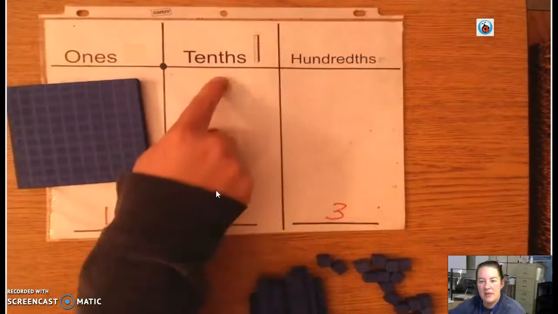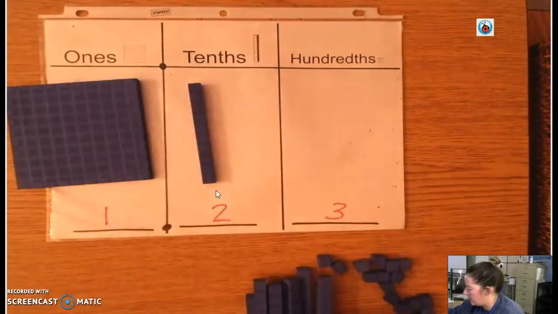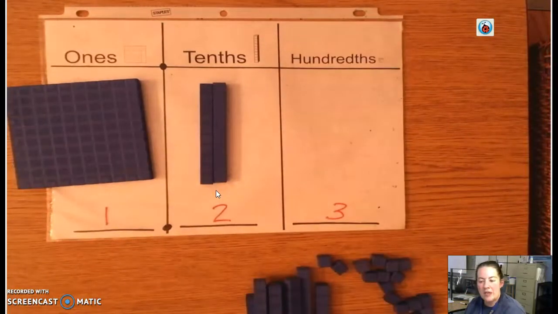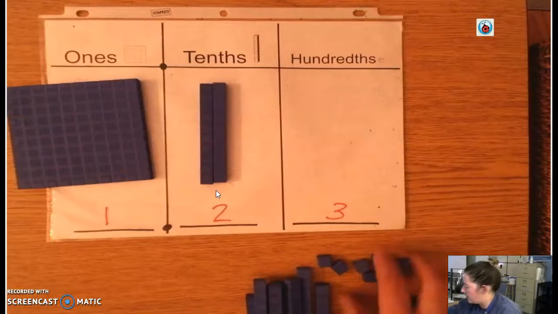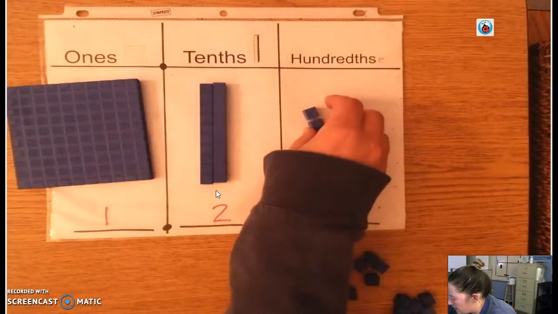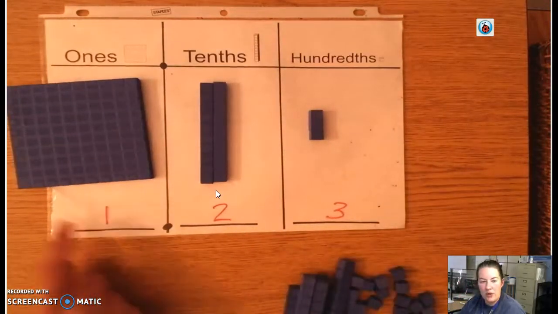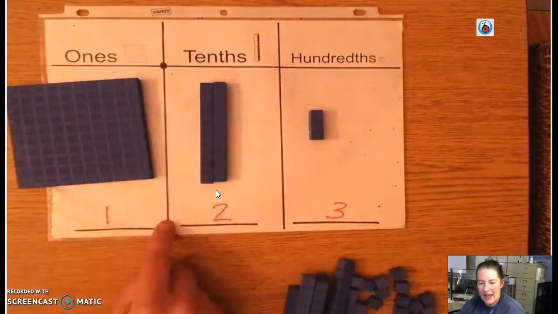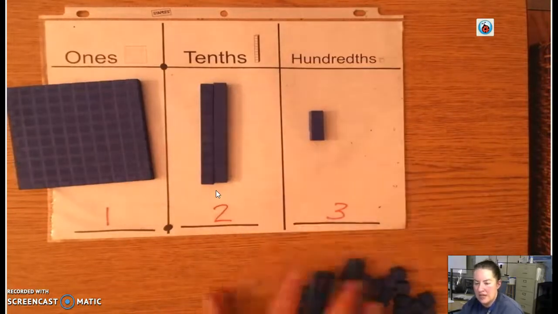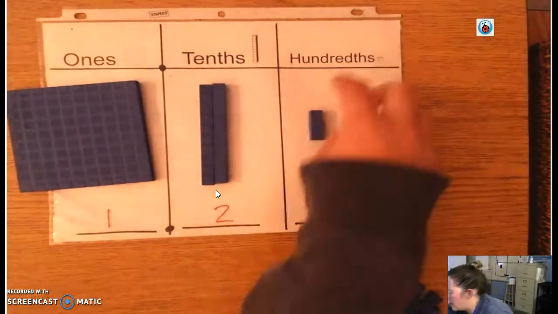How many tenths do I have? I have 2 tenths, so I'm going to say 1 tenth, 2 tenths. And then how many hundredths do I have? I need 3 hundredths. So that's 100th, 200ths, and 300ths. The way I would pronounce this is I have 1 whole, and I can just combine. I could say 2 tenths, 3 hundredths, or I could say 1 and 23 hundredths.